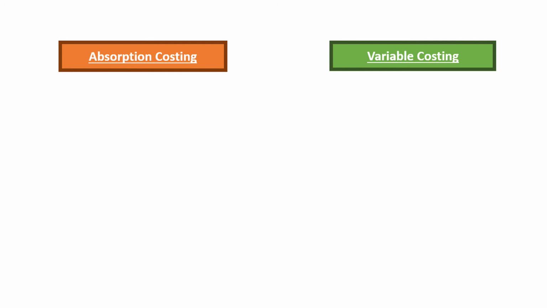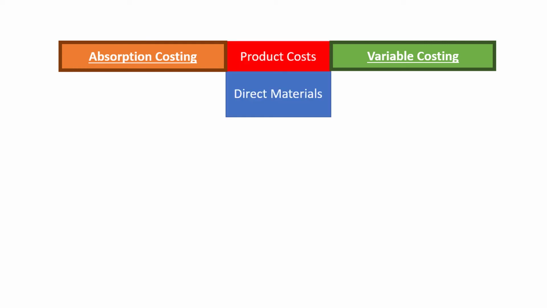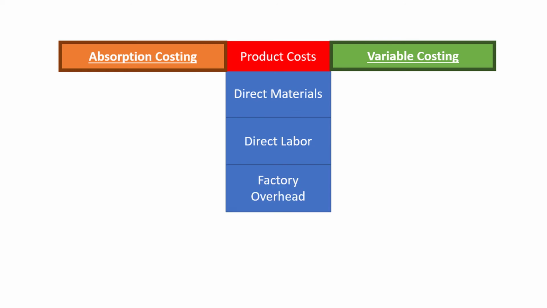In this video, we will discuss the differences between two costing methods, absorption and variable costing. But first, I want to remind you of the three product costs: direct materials, direct labor, and factory overhead. Direct materials and direct labor are both variable costs. These costs increase when more units are produced.